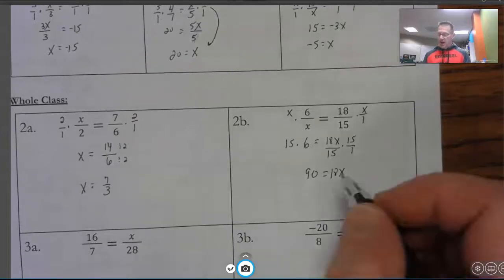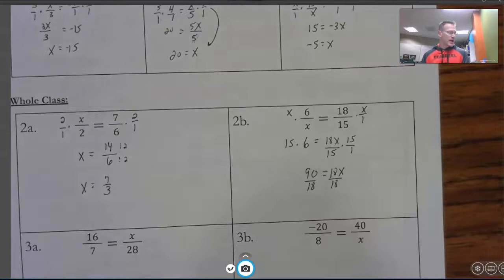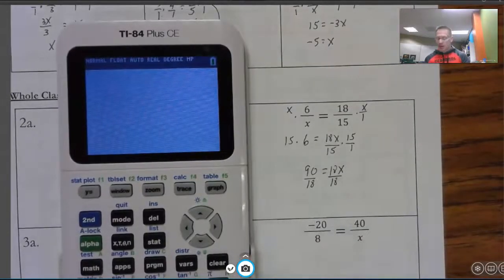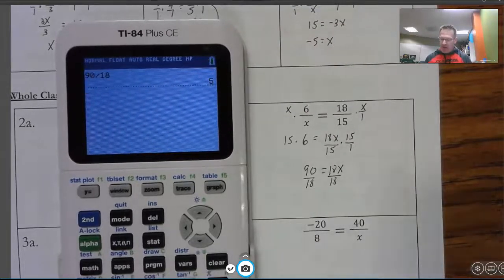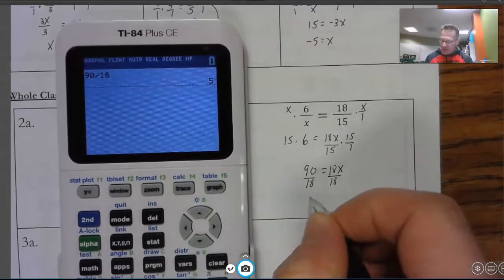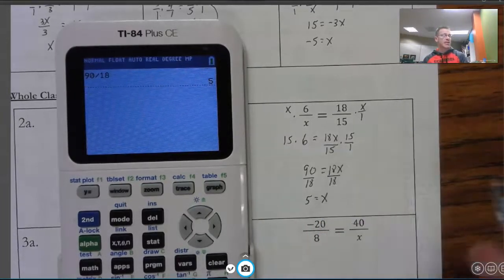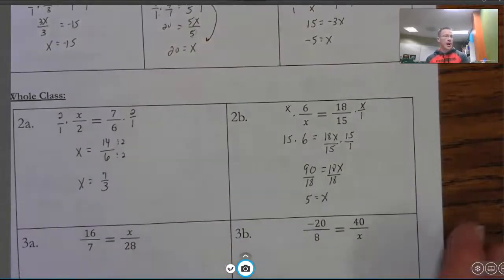And now I can divide both sides by 18 to get to my answer. Let me grab my calculator. So I can just do 90 divided by 18, and I get 5. And if you didn't know the fact, remember, we can always undo this. Some of you might have known 18 times 5 is 90. I did not. Now, let me show you another way to approach this problem.